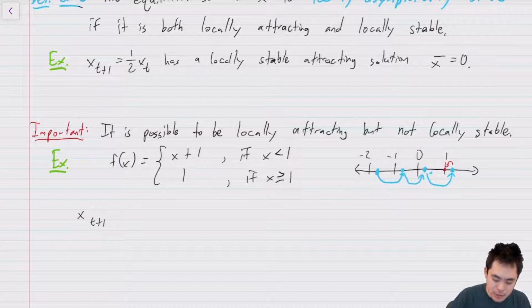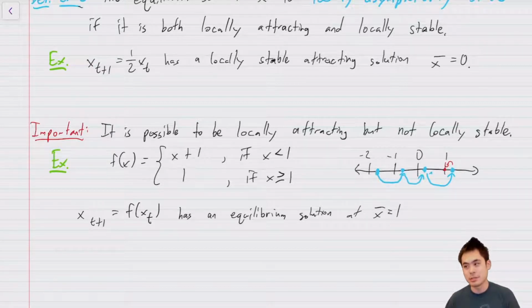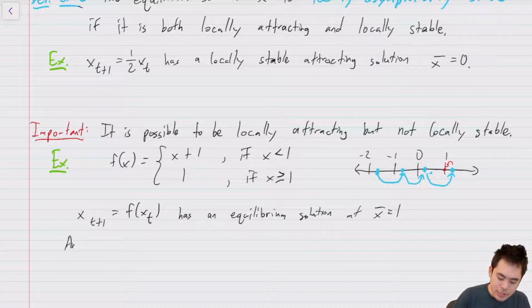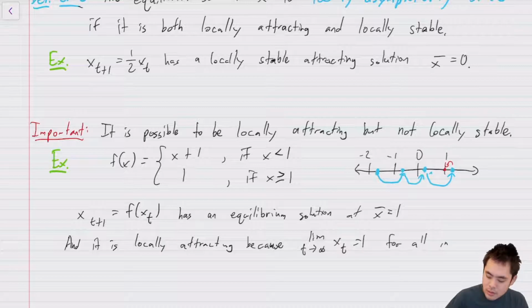So let me write that out. x sub t plus 1 is equal to f of x sub t has an equilibrium solution at x bar is equal to 1. Just plug in 1. Obviously, if you plug in 1, it's still going to be equal to 1. And it is locally attracting. In fact, it's actually globally attracting, but we haven't defined that yet. But it's locally attracting because the limit as t goes to infinity of x sub t is equal to 1 for all initial conditions.